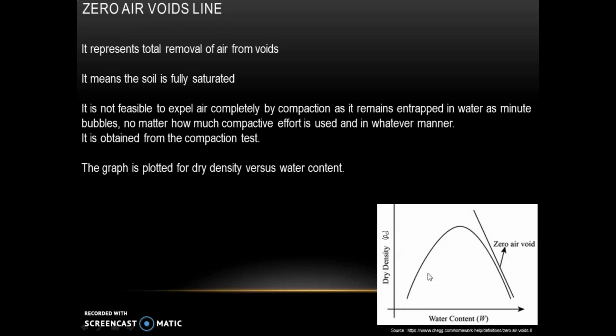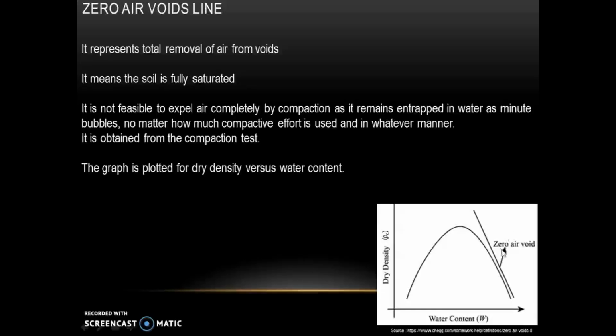Here we can see a compaction curve which is drawn with the help of the results from standard compaction test. Dry density values are represented on y-axis and water content on x-axis. So when we plot, we will get a compaction curve, but there is one more line which is shown over here, which is nothing but zero air void line. It represents total removal of air from the voids. That means the soil is fully saturated.